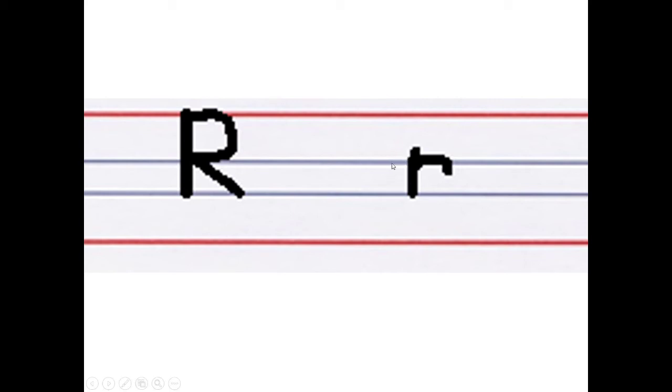It comes between the second line and the third line. Okay, we start from the second line. We draw a line. We go down till the third, and then we go back up and we draw. It's like a head. This is R small. This is R capital and R small.